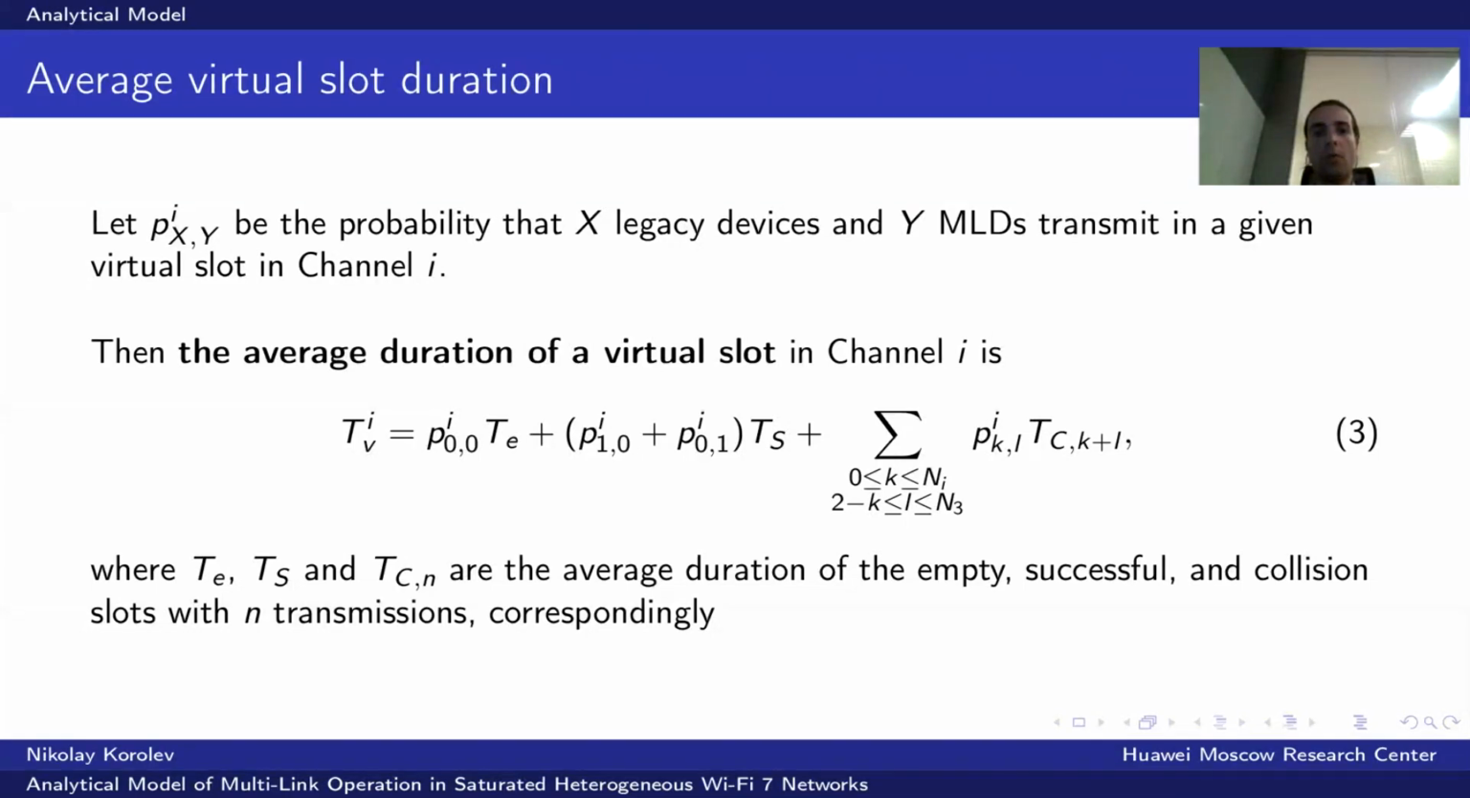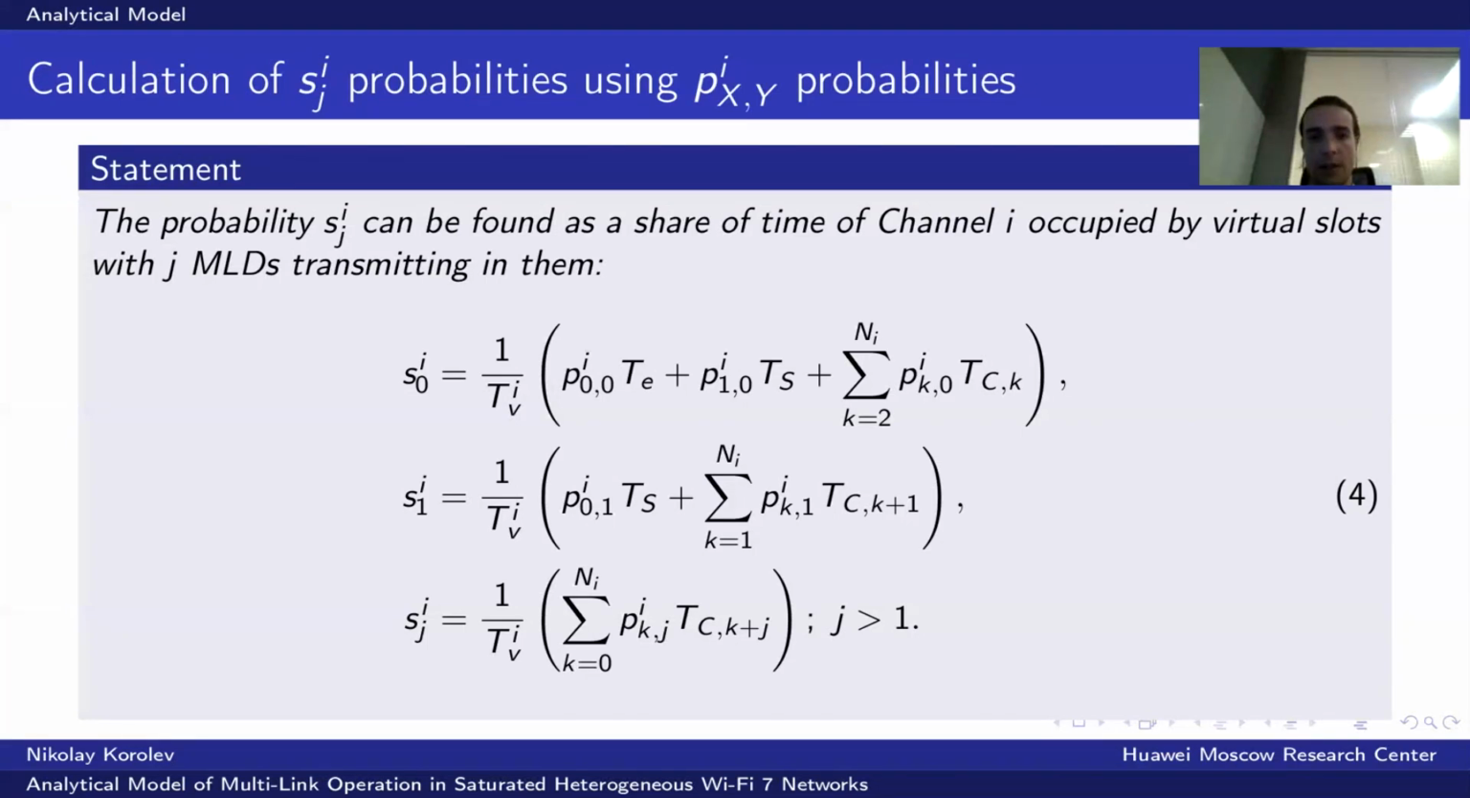Okay, now we have two sets of unknown probabilities, S probabilities and P probabilities. And now we will write out some equations which include both of them, and that will allow us to calculate all of them. So the first set of equations, which includes both S and P probabilities, is the following.